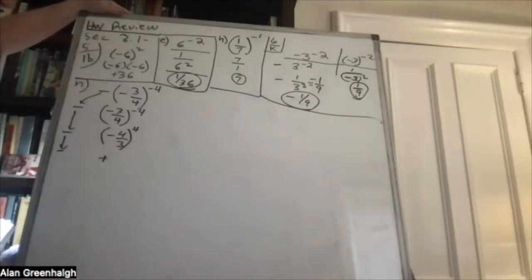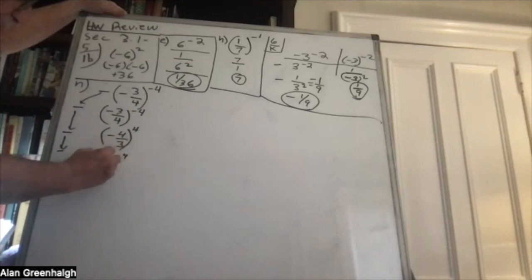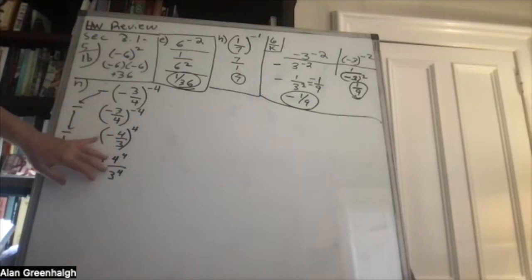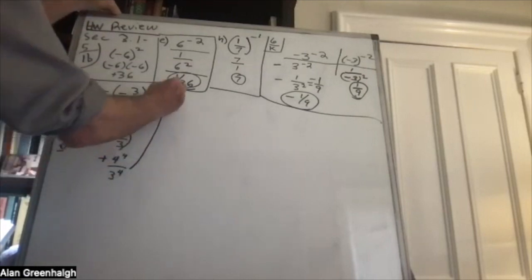Again, you could use your calculator if you like, and you could put in 4, because this is equal to really 4 to the 4th power divided by 3 to the 4th power. Remember what we said yesterday? That this would be equal to this. Now, you may need your calculator. So let me put it up here.